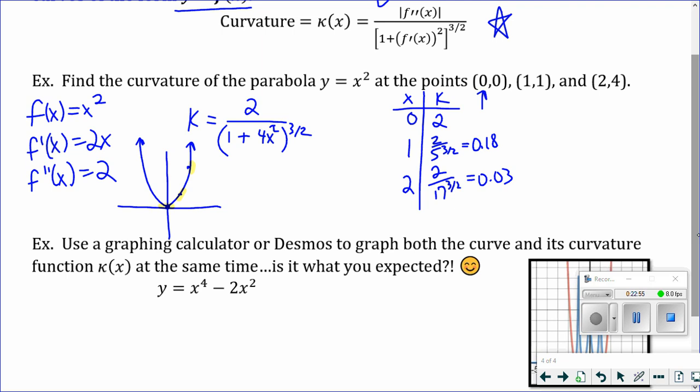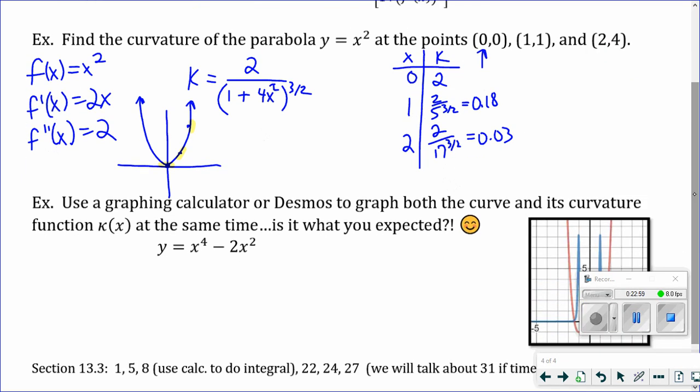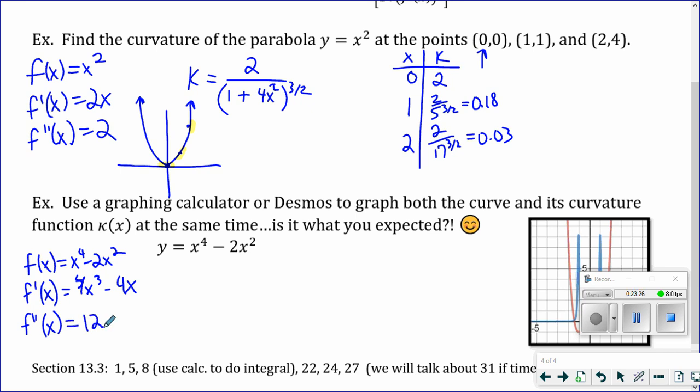Now this one, we're just going to analyze. I already have the picture for us. So let me get my pen back, and we're almost done. Use a graphing calculator or Desmos to graph both the curve and its curvature function. So let's find the curvature function. For the curve, f of x equals x to the 4th minus 2x squared. F prime of x equals 4x to the 3rd minus 4x. And f double prime would be 12x squared minus 4. Put that into my curvature: the absolute value of the second derivative, 12x squared minus 4, and on the bottom, to the 3/2 power, 1 plus the square of the first derivative, 4x to the 3rd minus 4x.